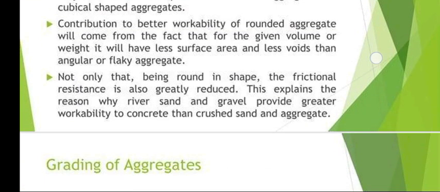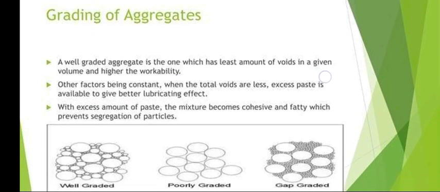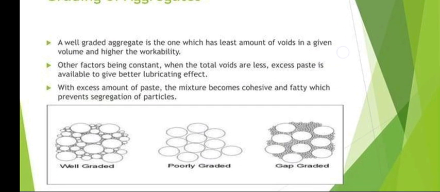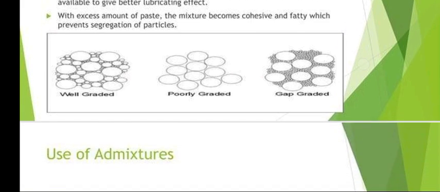Shape of aggregates. Grading of aggregates is divided into three categories: well graded, poorly graded, and gap graded. Well graded aggregate is one which has the least amount of voids in the given volume and gives higher workability, the other factors being constant. The total voids are less, so the excess space is available to give better lubricating effect. With an excess amount of paste, the mix becomes cohesive and fatty, which prevents segregation of particles.